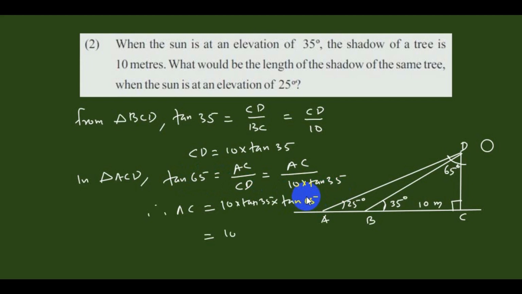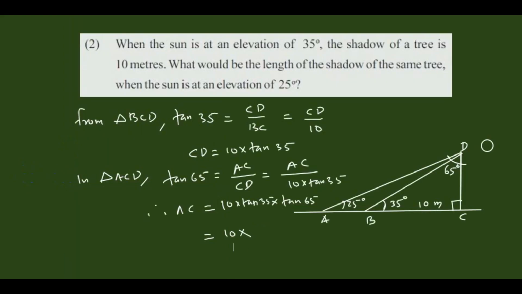That is equal to 10 into tan 35 into tan 65. Those we will get from the table. Let us go to the table. 35 degree, where 35 comes there. Its tan value is 0.7002. Let us write it as 0.7. Tan 65, this one is 65 degree angle. Its tan value is 2.1445. Let us take it as 2.1. Okay, come back to this page.